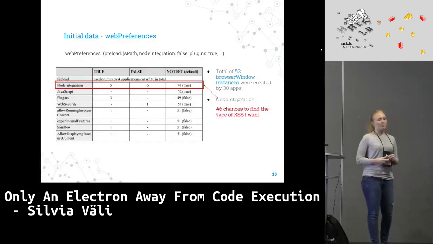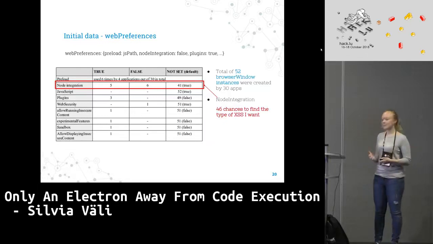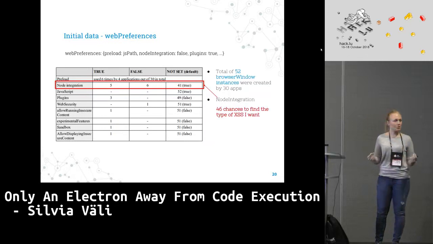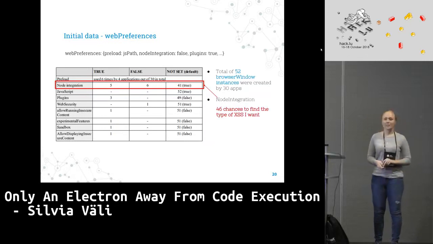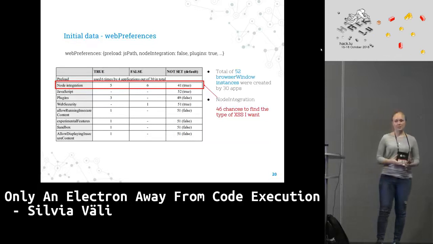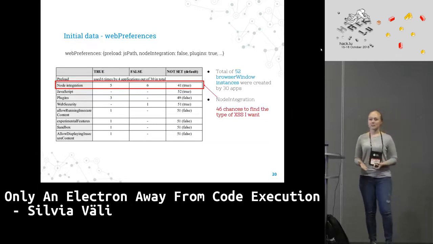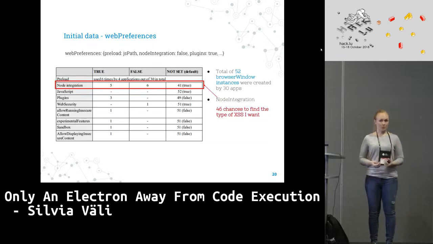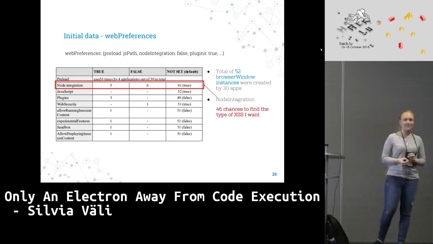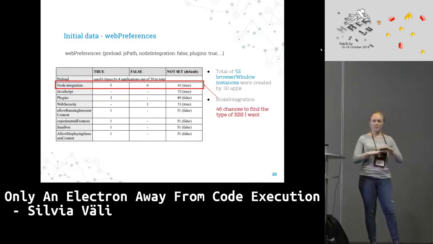When it came to the web preferences, let me remind you of the assumptions that I made before. If a person has the possibility not to go and tinker with the options because everything is working, then this proved the point. So I had 30 applications I was looking at. These 30 applications had 52 browser windows. And within those 52 browser windows, we would have 52 sets of web preference options, right? And this would mean that I had 41 cases where the person had not even set any value to any of the web preference options whatsoever.